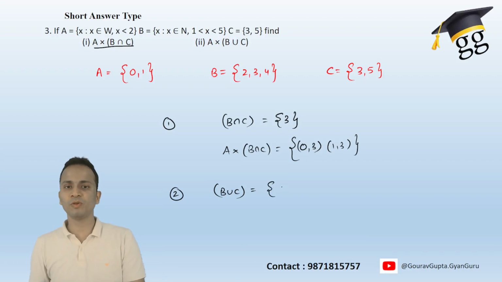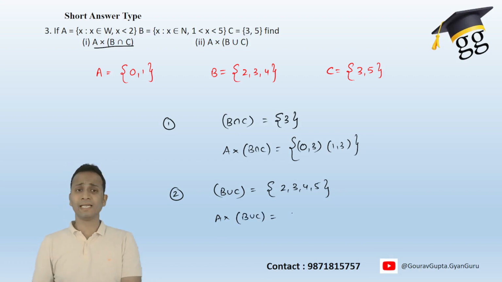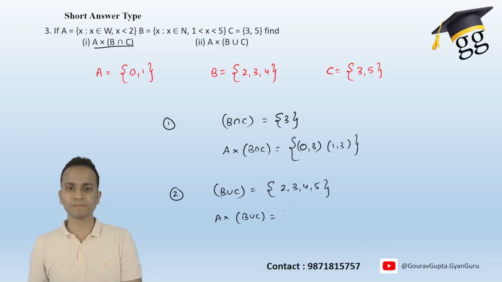So B union C will be 2, 3, 4 and 5. There are four elements in B union C, and its cross product with A, that is A cross B union C, will become: set A has 2 elements, B union C has 4 elements. So in total there will be 8 ordered pairs in this Cartesian product. So A cross B union C.